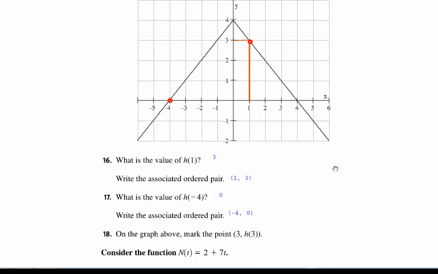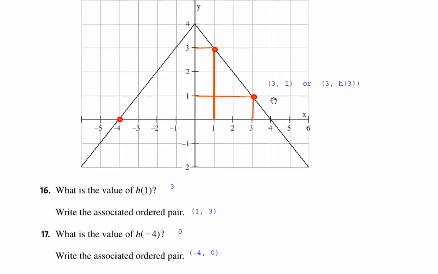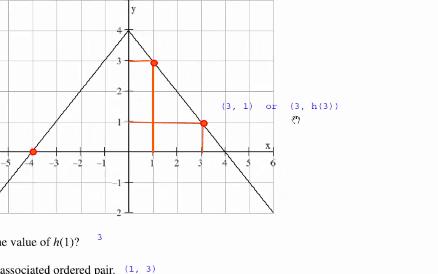18 says, on the graph above, mark the point 3, comma h of 3. So 3 would be my input value, or my x value. So here's my 3, comma 1. So I've marked that point. They don't ask us, but I'll write the ordered pair another way. I wrote this is 3, comma 1, or this could also be considered 3, comma h of 3. Right? Because h of 3 is 1.